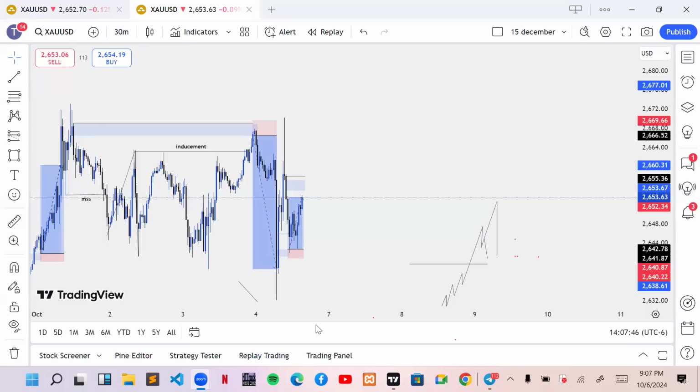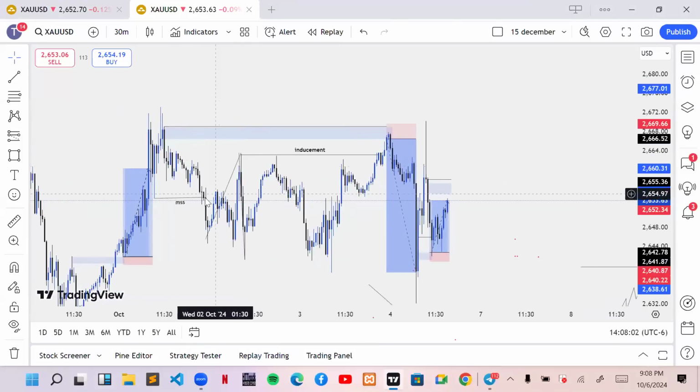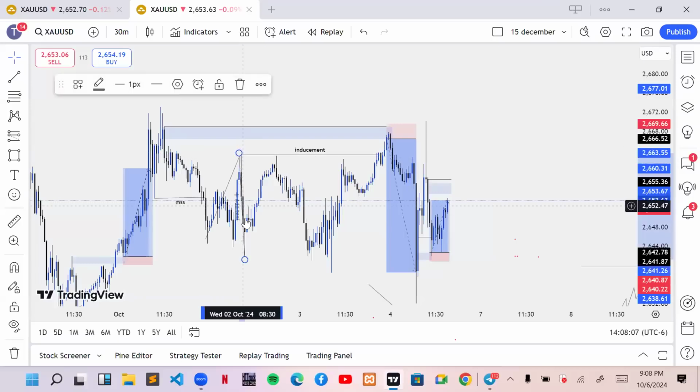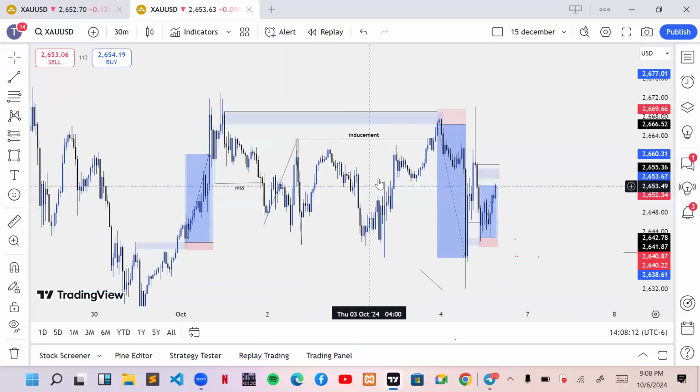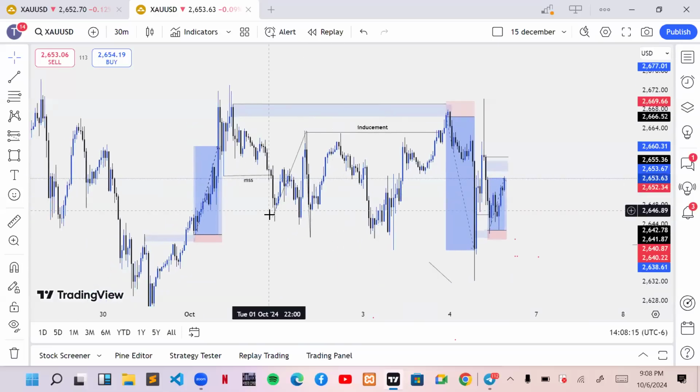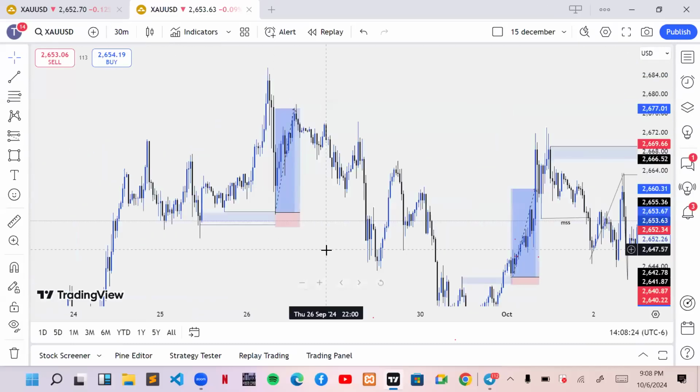Just know that your inducement is your first pullback after market structure shift. Mark it as long as the inducement does not touch your point of interest. That is it. My last trade, this gold was a market structure shift, and this was where structure was shifted. This is the pullback. Then this is my order block. So it's just as simple as that. This last trade, market shifted structure to the downside, made a pullback. That's my inducement. Then I marked out my order block. As simple as that. Let me look for another scenario.